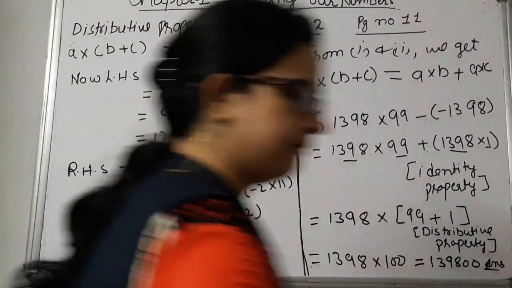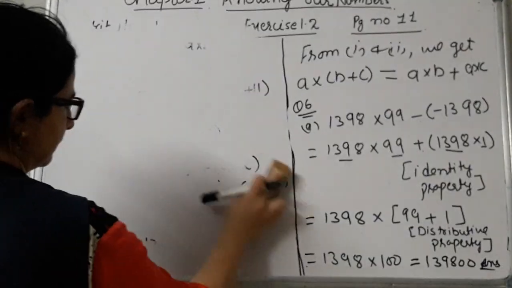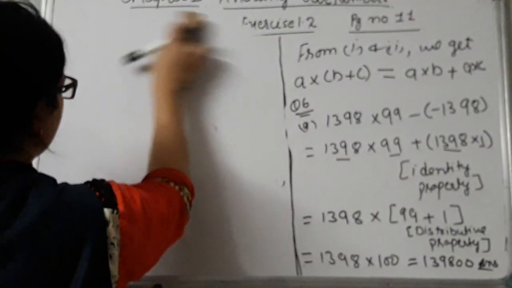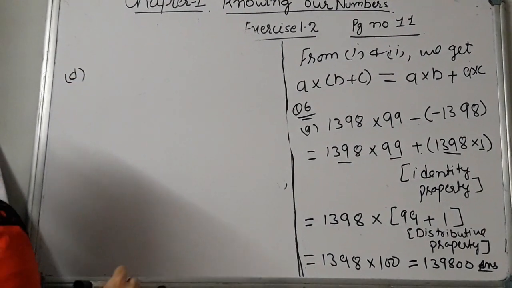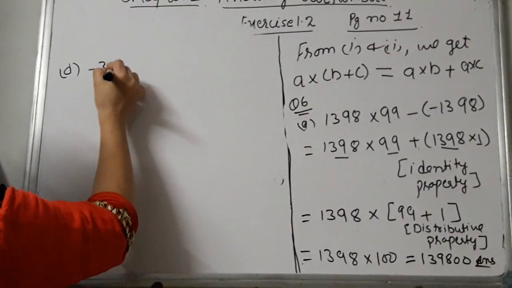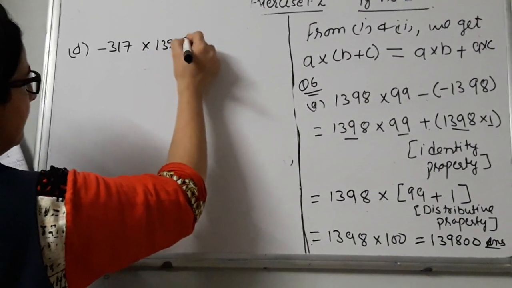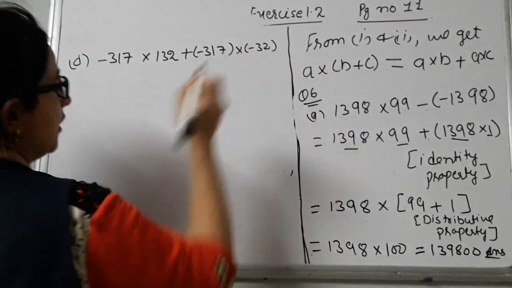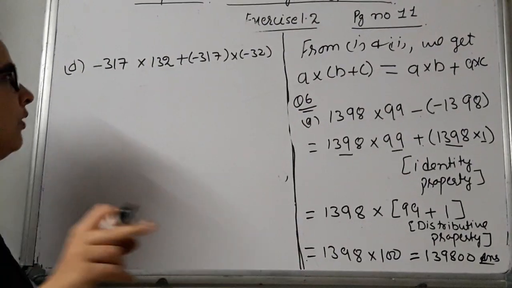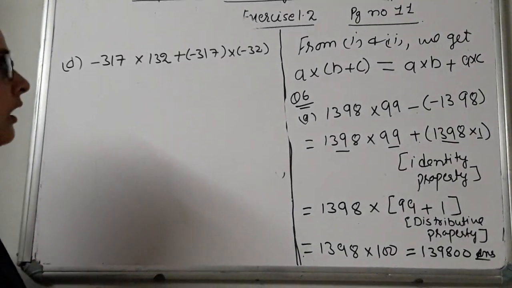What is the next sum? First I will rub this. Using the properties of multiplication of integers, we are doing our sums very easily. Now next sum is -317 into 132 plus -317 into -32. Students, please note down, there is one correction in the book. Here it is written in the book 31, but actually it should be 32. Only then we can apply the properties.